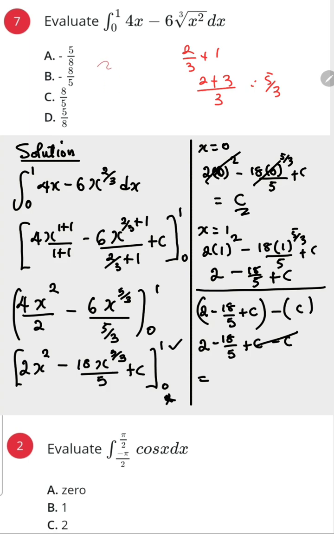18 over 5. Now look at it. You have 2 minus 18 over 5. So the LCM is what? Is 5. So this is going to be 10 minus 18, which is going to be minus 8 over 5. Now you can see that our final answer is actually minus 8 over 5. And you check your options and you see it, minus 8 over 5.